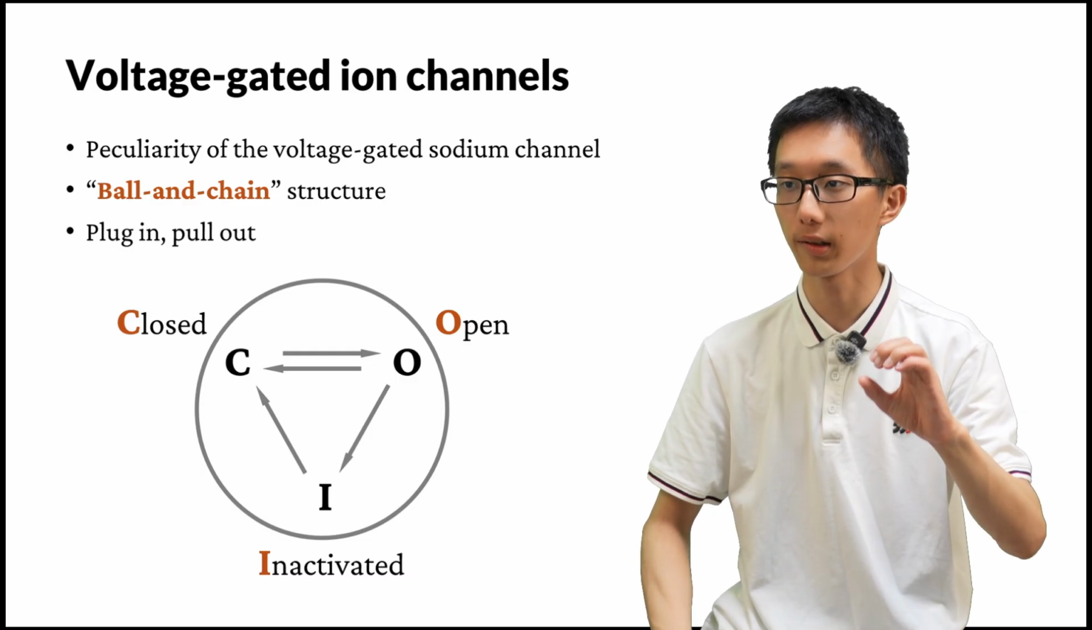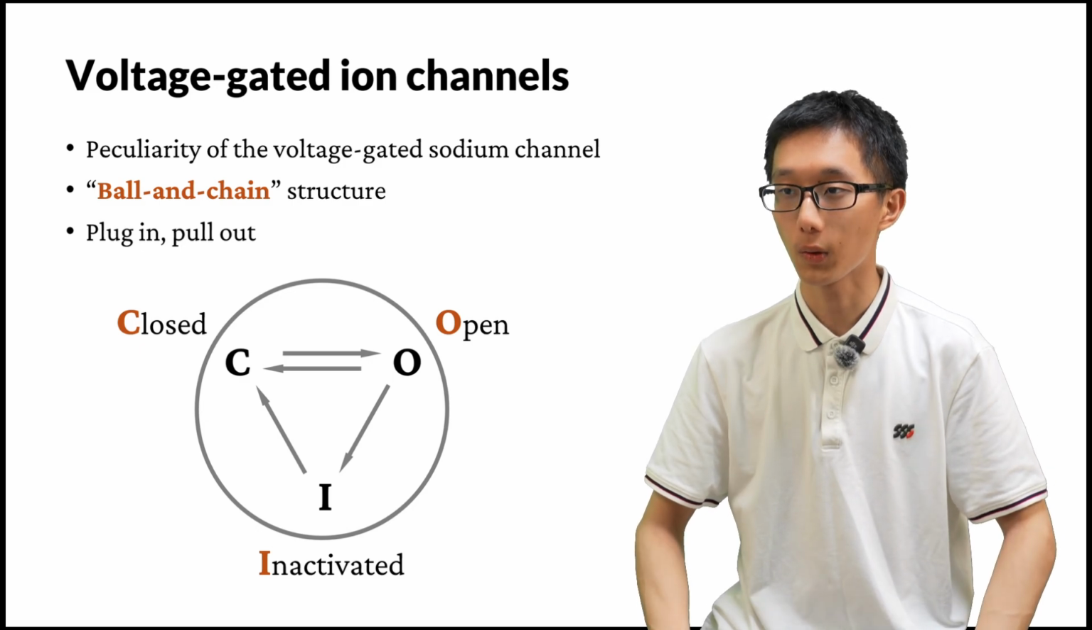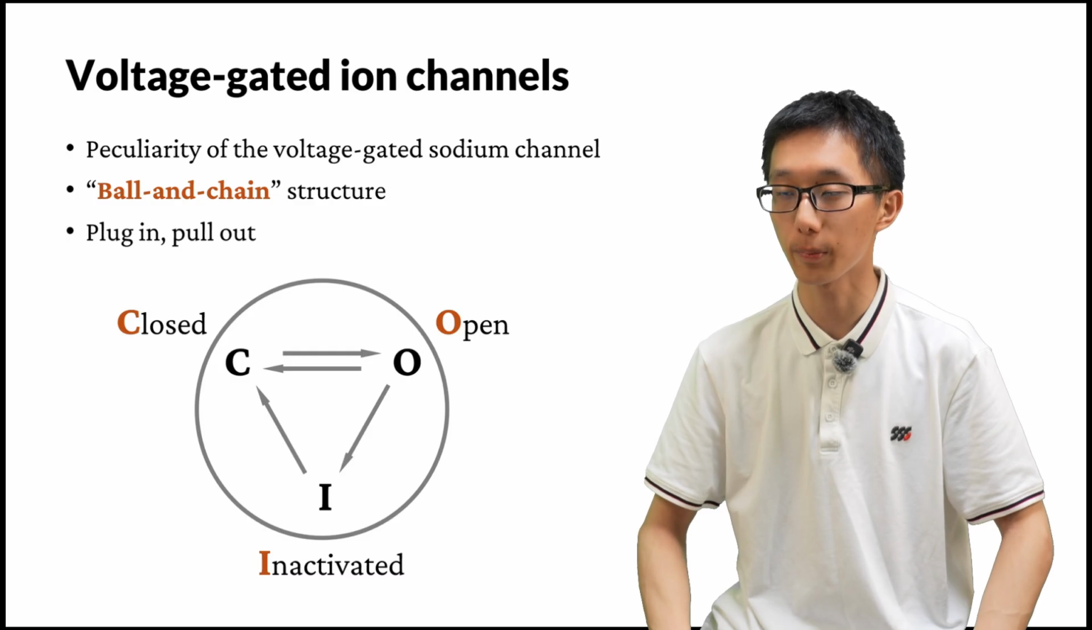C represents closed, O represents open, and I represents inactivated. This little graph will be very useful in the next section about the different stages of the action potential.